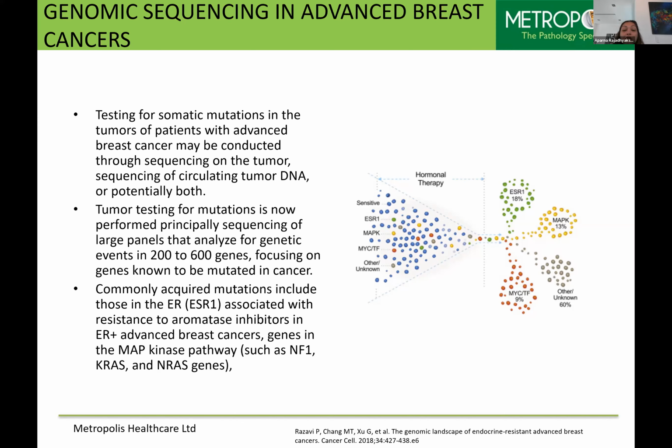Then there are, of course, genes where, because of therapy given, you can acquire mutations. So when, say, aromatase inhibitors are given, patients can acquire mutations in ESR1, and then you want to stop that therapy and consider others.